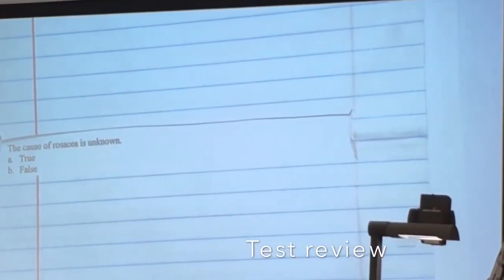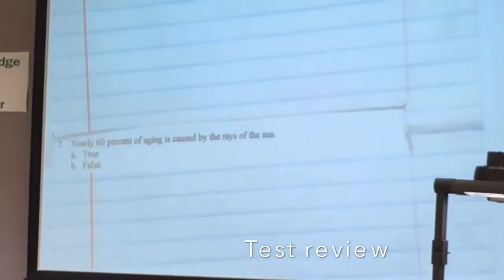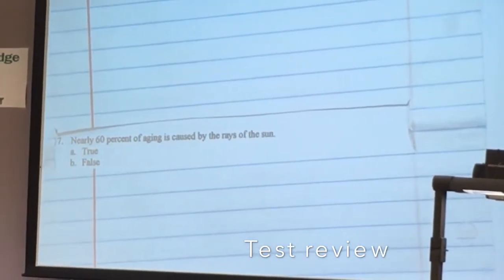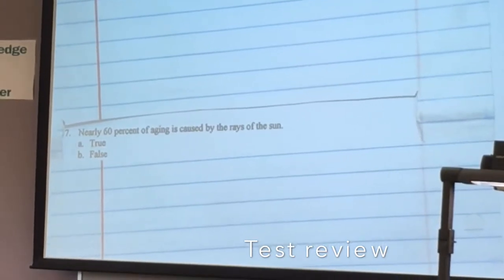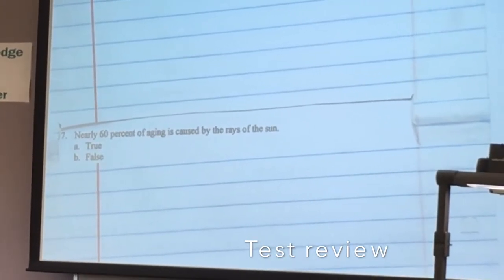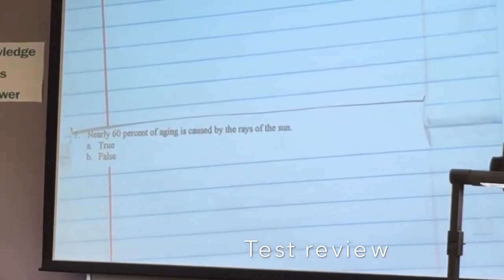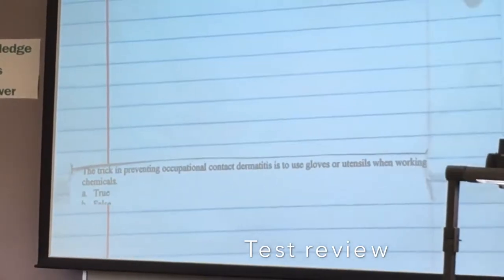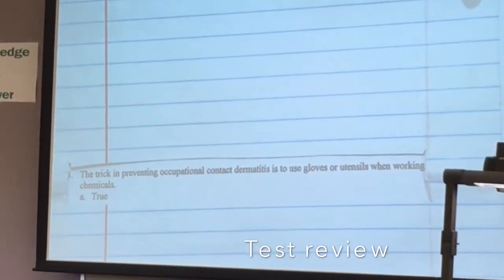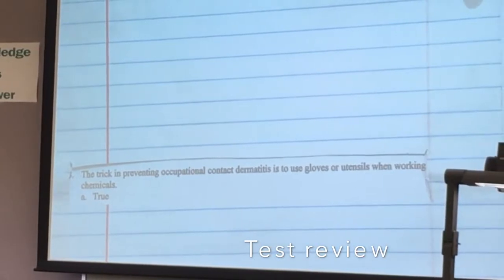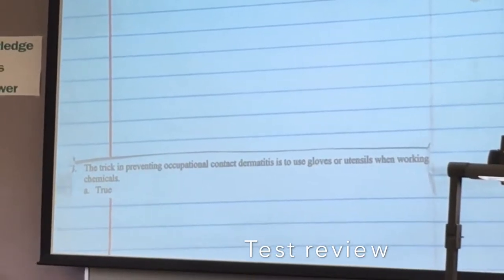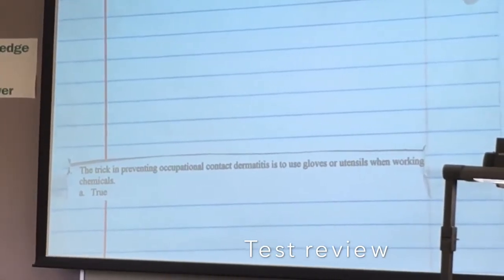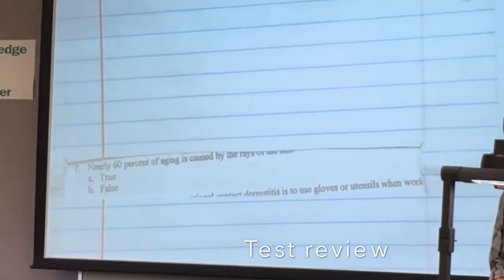The cause of rosacea is unknown. True. Nearly 60% of aging is caused by rays of the sun. False. Hey, is this all true or false? The trick in preventing occupational contact dermatitis is to use gloves or utensils when working with irritating chemicals. True. I think we'll all get that one right.